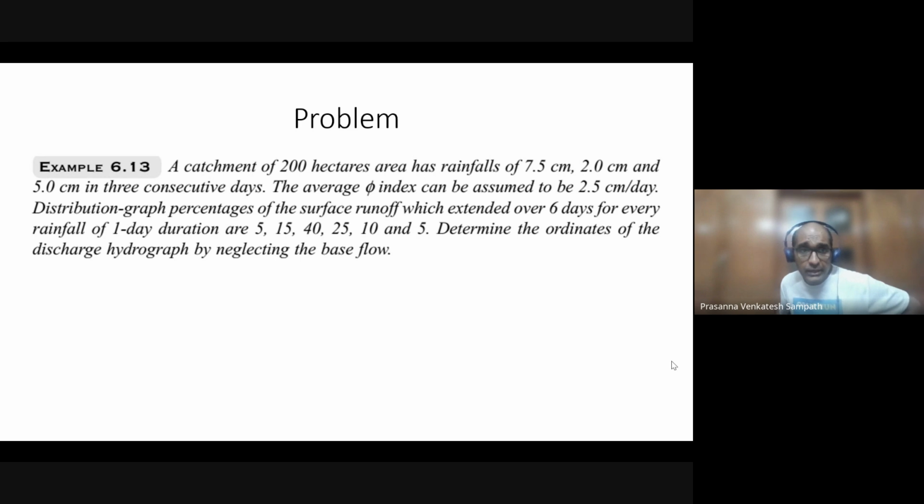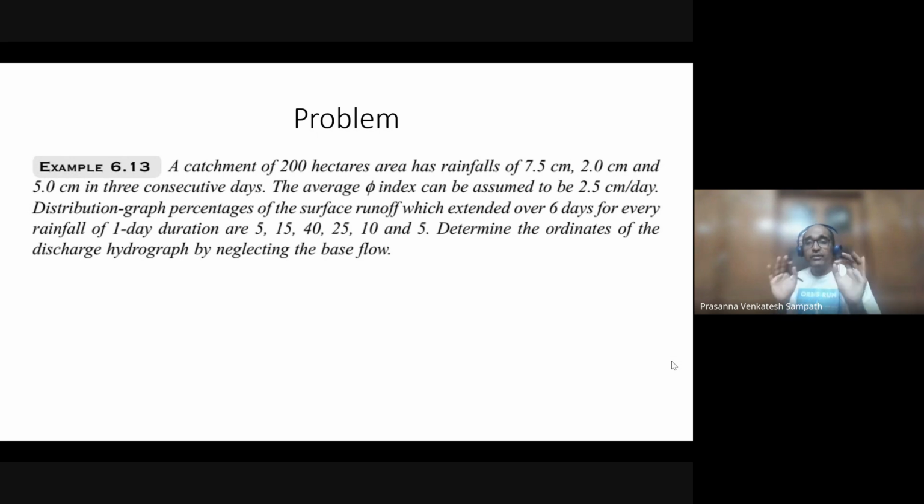On the third day, we get 5 centimeters of rainfall, out of which 2.5 centimeters is infiltration. So the depth of excess rainfall will be 5 minus 2.5, which is 2.5 centimeters of excess rainfall on the third day.